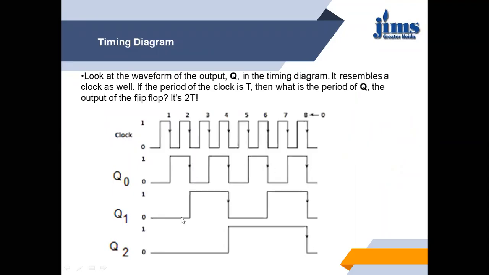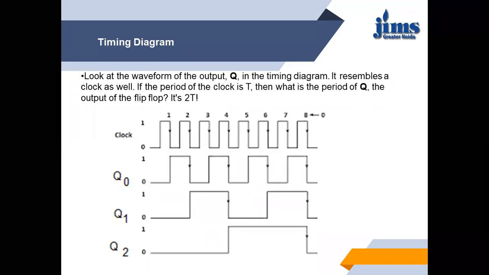So the initial value is 0. When the first negative edge is detected, the output will change from 0 to 1. For the next negative edge, it will go from 1 to 0. For the next negative edge, it will go from 0 to 1. And for the next negative edge, it will go from 1 to 0. Now you can see in this particular time period for Q1, 4 master clock cycles are utilized, or we can say that now the frequency is divided by 4.